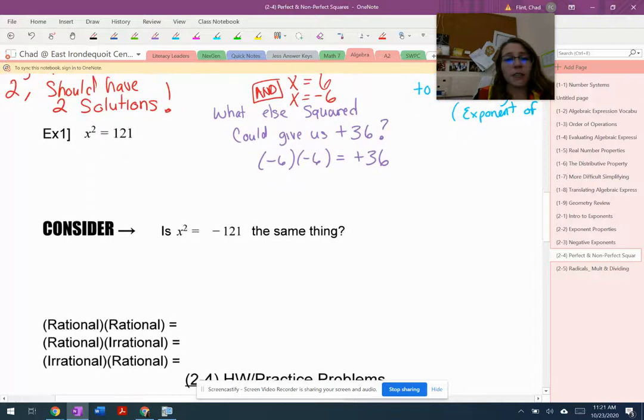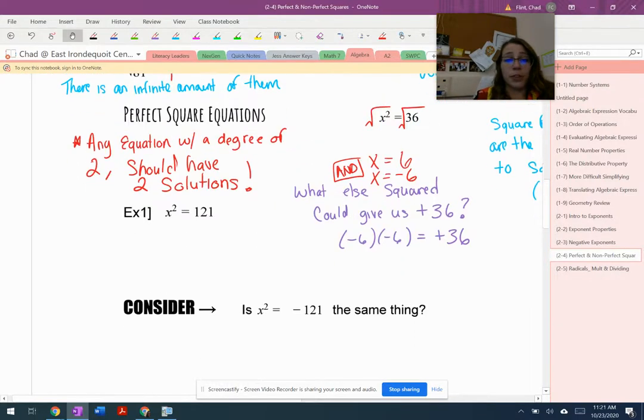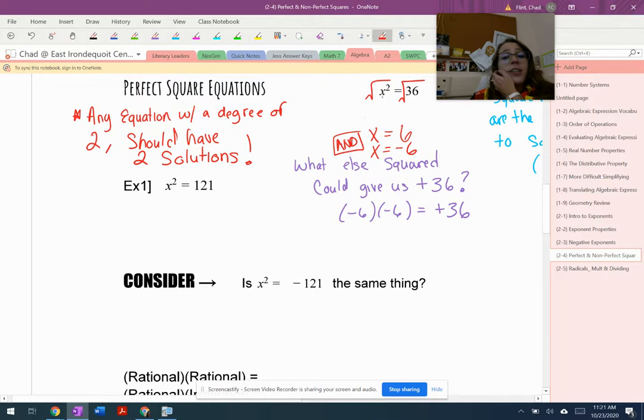Right, so looking at our first example here with those perfect square equations. We just looked at our first example, x squared is equal to 36, and we got x equals 6 and x equals negative 6. Remember, there's two solutions. So what about this example 1 here? X squared is equal to 121.